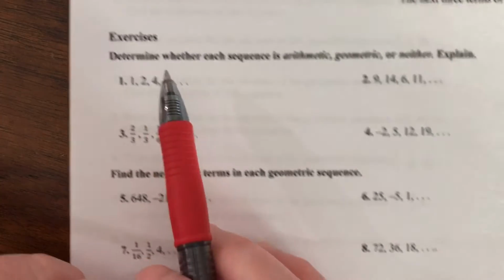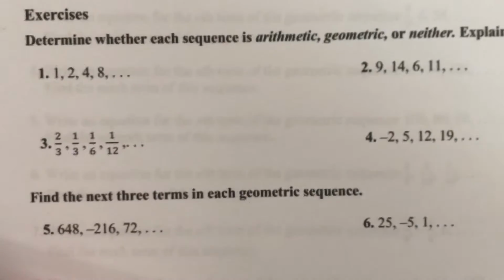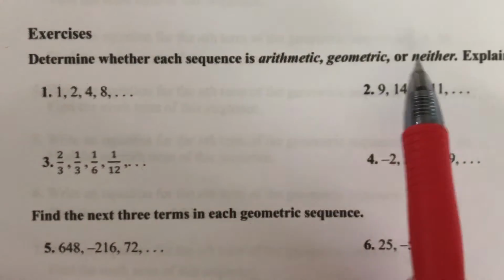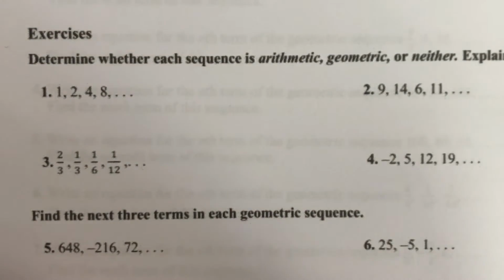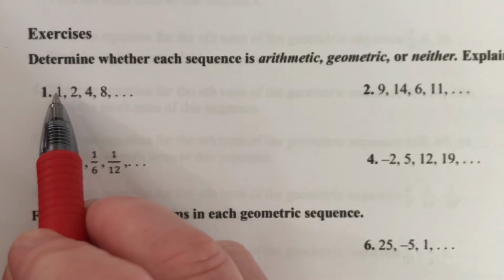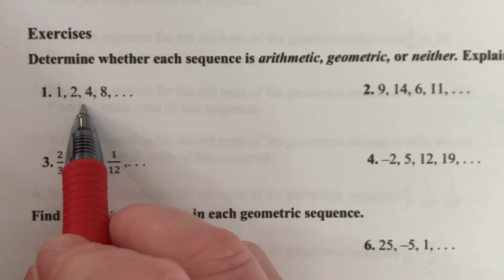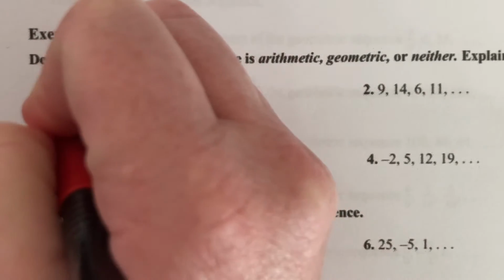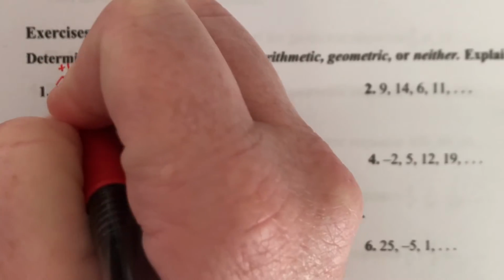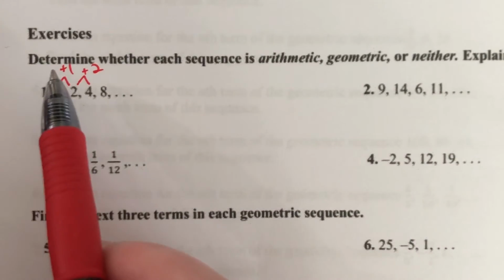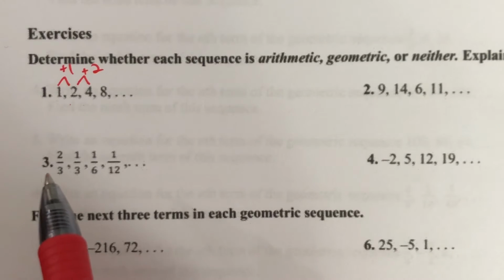Okay, so let's look at a few here. I'm gonna zoom in a little bit. All right, determine whether each sequence is arithmetic, geometric, or neither, and explain. Explain means show your work. So here, to get from 1 to 2, I added 1. 2 to 4, I added 2. So that's already different. This is +1. This is +2. So I know this isn't arithmetic, because to be arithmetic, I would have to be adding by the same amount over and over.